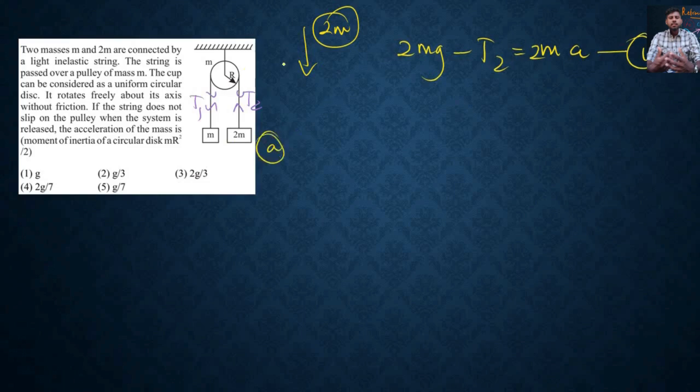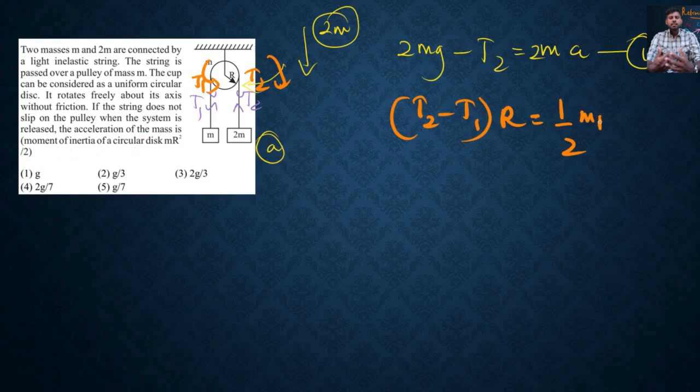Then for the rolling motion of the disk, we have T1 here and T2 here, T2 in this direction and T1 in this direction. The torque given from T2 is greater. So (T2 minus T1) times the distance r equals I alpha. The inertia is given as half m r squared, and alpha we can write as a over r, just like we did earlier.